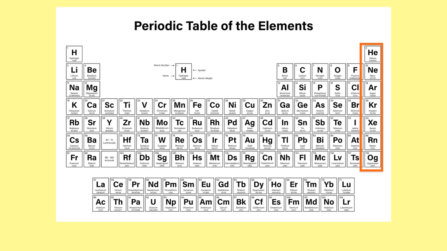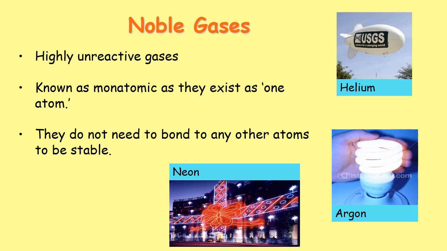We then have the group on the very right-hand side, group 8 or group 0, the noble gases. What we need to know about noble gases is that they are inert, or unreactive. They do not do reactions. They exist as one atom on its own, and the term for that is monatomic or monoatomic. And the reason they are unreactive is because they are stable.